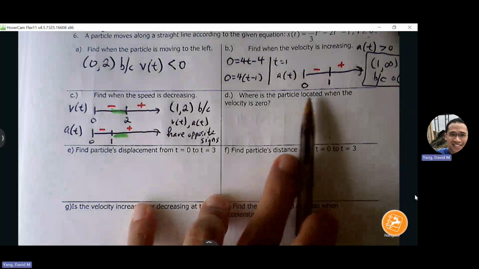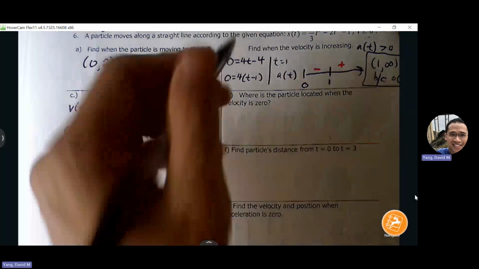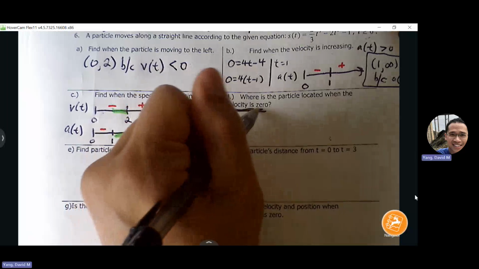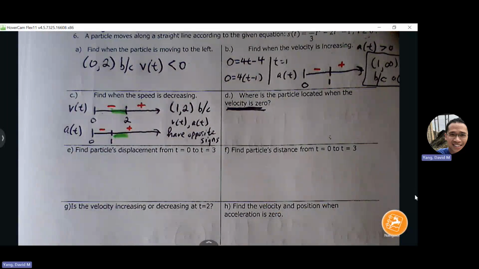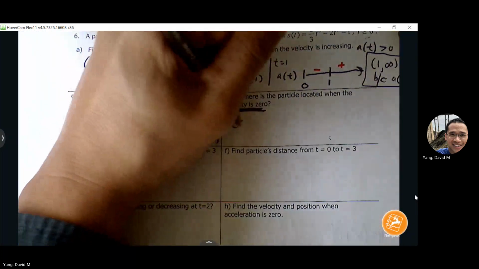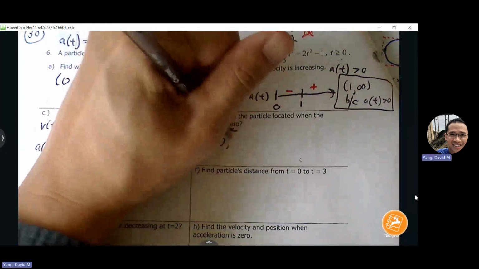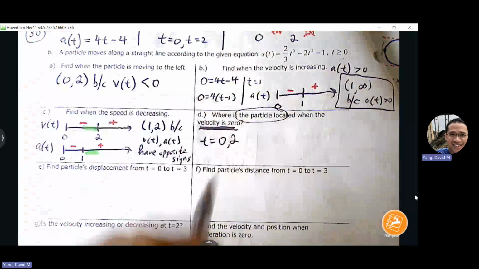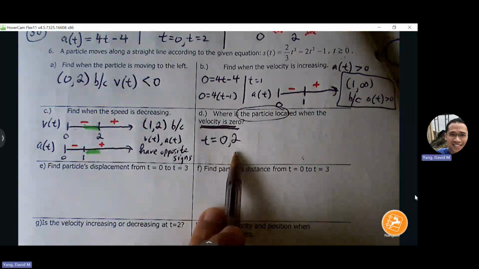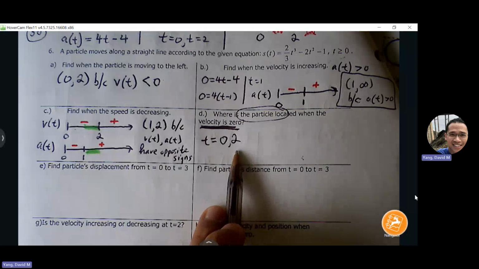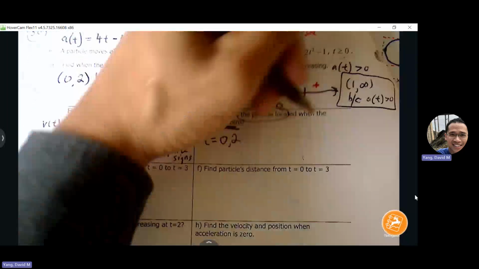Okay, where's the particle located when the velocity is 0? Let's do this first. When is the velocity 0? Zero and 2. So it's just asking, find the position at these moments. So how can I find the position at these moments? Plug into the position function. Yeah.